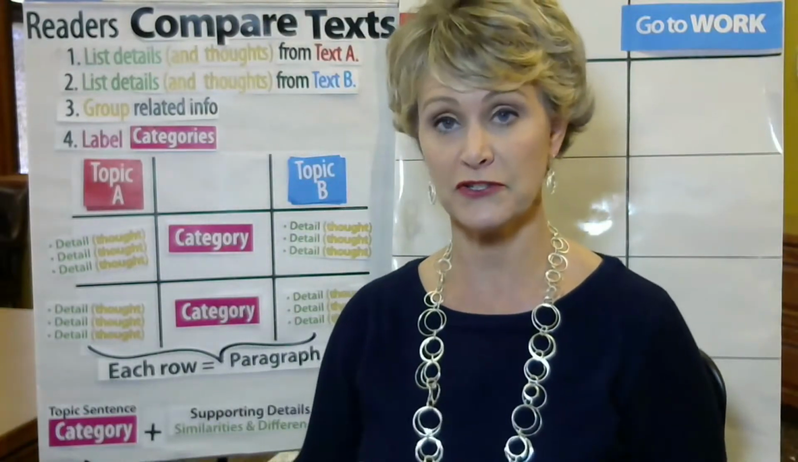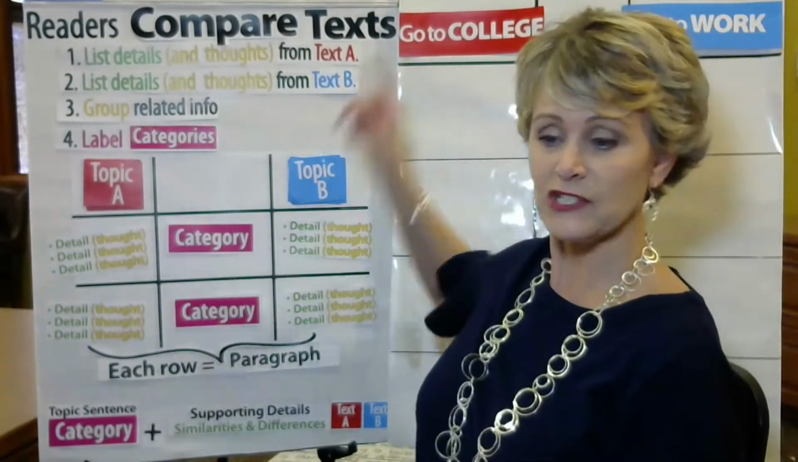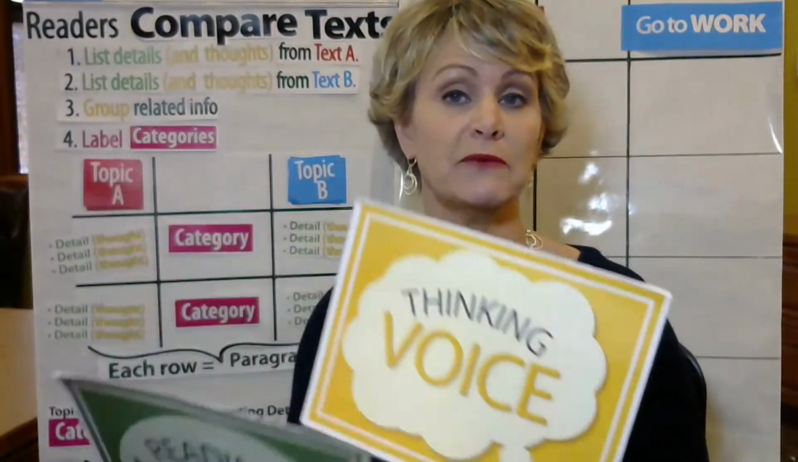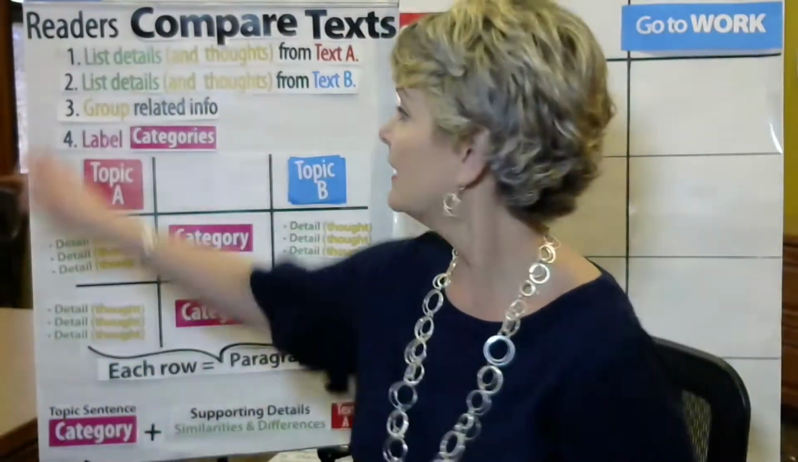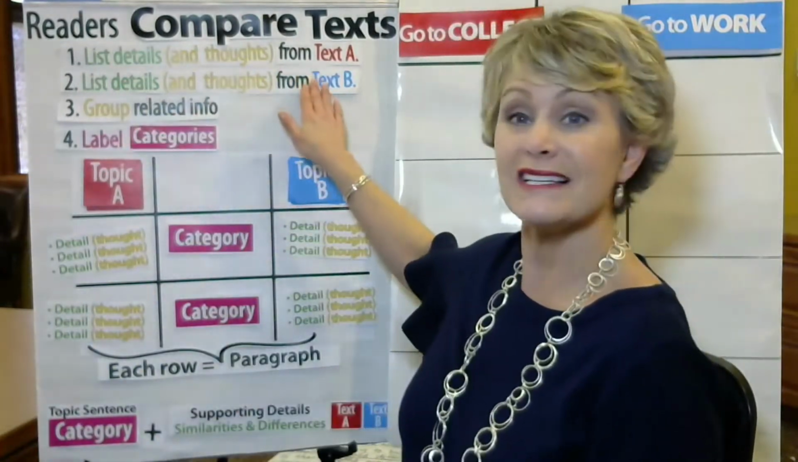Okay, so you do understand that the first thing I have to do is read all about going to college and collect details with my reading voice, think about them, and just understand individual details. That's step 1. Okay, then step 2 would be do the same thing, but for the other topic, going into the workforce. So I'm going to read several texts and collect facts and details and think about them, make sense of them. I cannot do any comparison of these two topics until I first read and collected information about them individually.